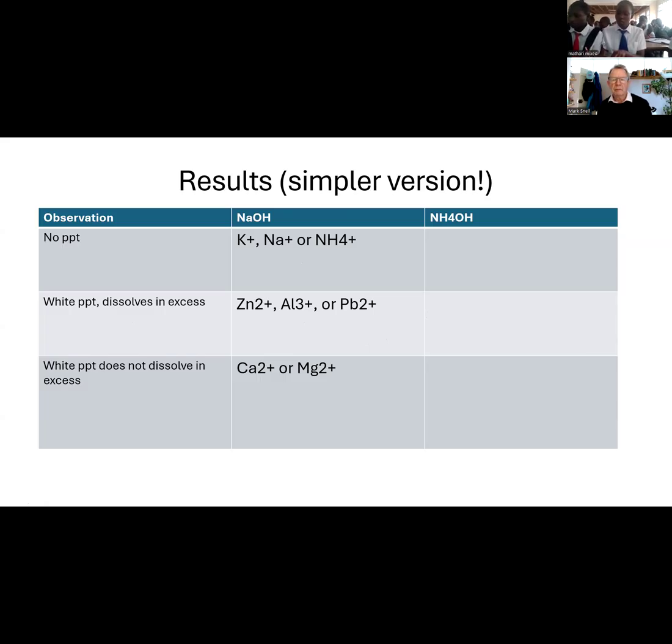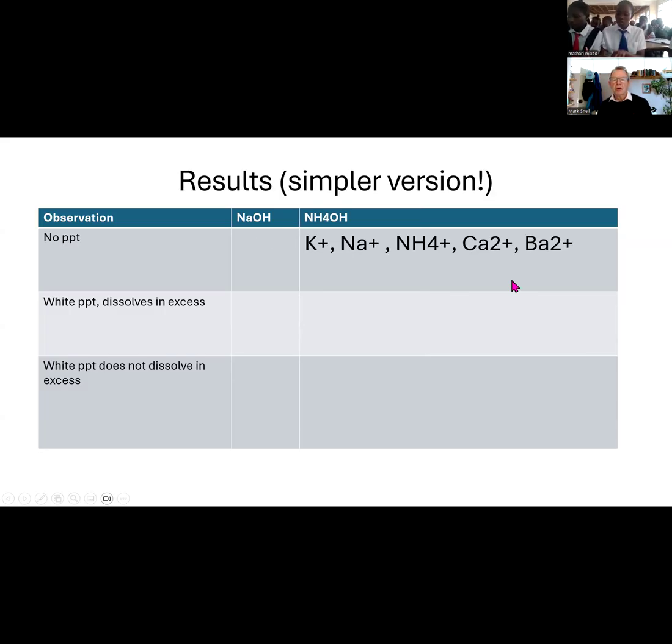Here we are in ammonium. Group 1 or 2, except magnesium. Dissolves in excess: only zinc, not the other two from ZAP. The white does not dissolve. The other two, AP, not ZAP anymore, and magnesium.